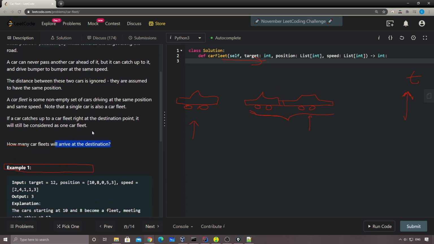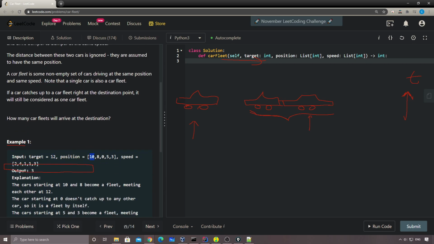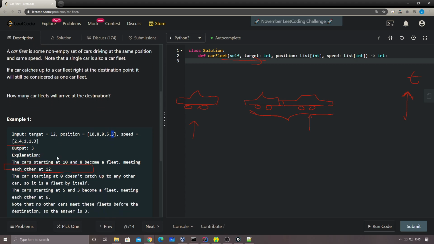Okay, so for example, we have a target, and there's an example here. Target is 12, and the positions are 10, 8, 0, 5, 3, and the speeds for each car are 2, 4, 1, 1, 3. So the final answer is 3. So why is that? This is because car 1 and car 2 will form one fleet, and car 3 itself is a fleet. Here the target is 12, and the position is 10.